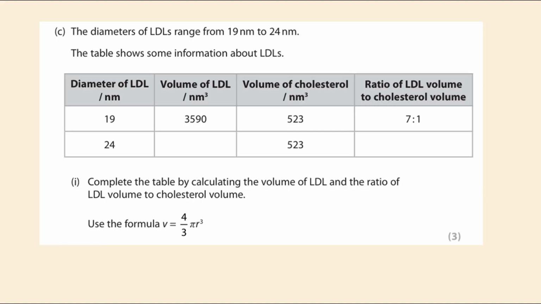Now let's continue with the 2020 paper, and this part is a simple calculation question. You are asked to complete the table by calculating the volume of LDL and the ratio of LDL volume to cholesterol volume. First, let's calculate the volume of LDL. Here you are given the diameter as 24. Please remember, when calculating volume, we must use the radius, not the diameter. So if the diameter is 24, the radius is 12.